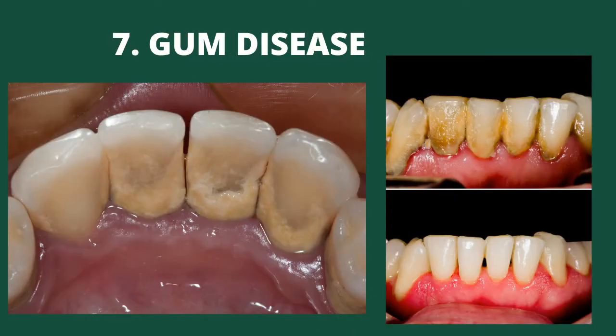Cause number 7 is gum disease. Now, people suffering from gum disease usually have inflamed gums and something known as pockets. These pockets provide an ideal environment for anaerobic bacteria to thrive, and these bacteria are responsible for volatile sulfur compounds, which in turn cause bad breath. So it's very important to keep your gums healthy and keep any sort of gum disease at bay.